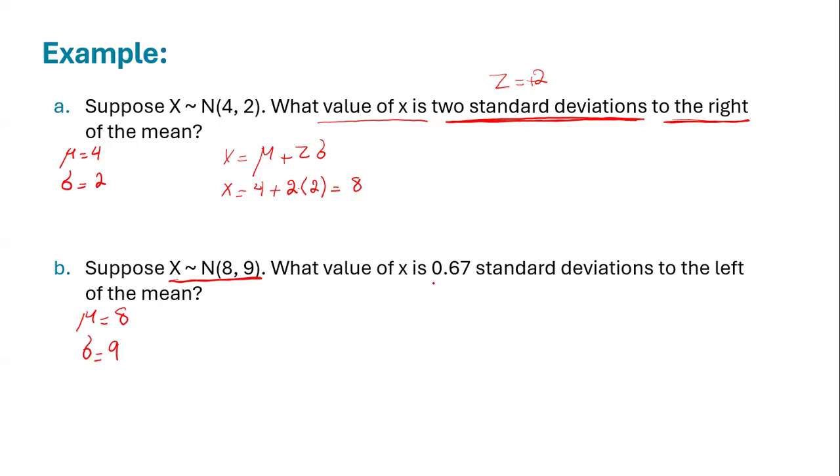Now it says what value of x is 0.67 standard deviations to the left of the mean. The number of standard deviations is the z value. That means z is 0.67. But it says to the left of the mean, and left of the mean means negative. So this time z is negative 0.67, and now replace the formula by these numbers. The mean is 8, the z is negative 0.67 times sigma, which is 9. If I multiply 9 by negative 0.67 and then add 8, we get 1.96.